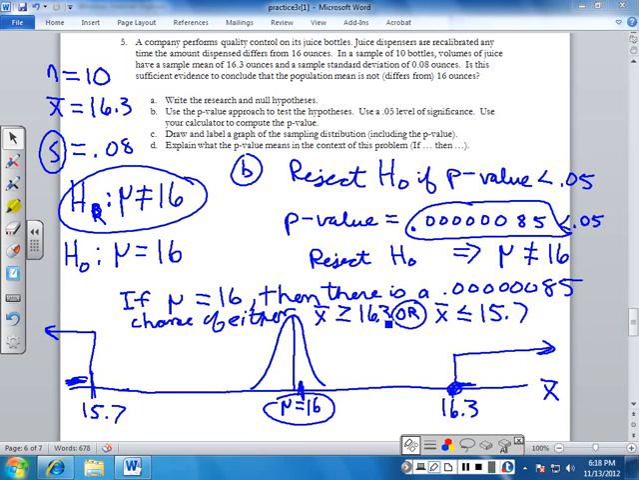How did you get the 15.7? Okay. The distance between 16 and 16.3 is 0.3. On a two-tailed test, you go the exact same distance the other direction. So if this distance is 0.3, then I'm going to subtract 0.3 from 16. So 16 minus 0.3 is 15.7. So this distance here is 0.3. 16.3 minus 16. So this distance has to be the same distance of 0.3. It's just going in the other direction. So 16 minus 0.3.